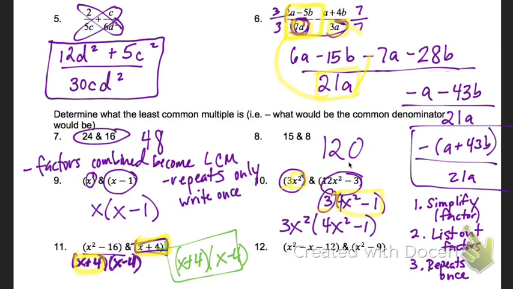If I look at number 12, I can factor both of them. So how would I factor the left one? x minus 4, x plus 3. And then how would I factor the second one? x plus 3. Okay, and then I'm going to look at my repeats. x plus 3, they get repeated. So I want to list out all of my factors, but only write the repeats once. So x minus 4, x plus 3, x minus 3.